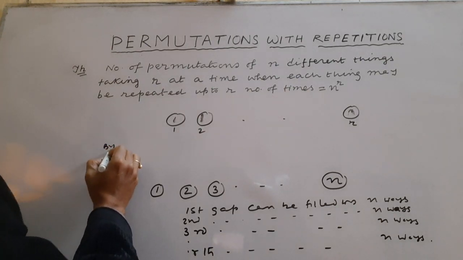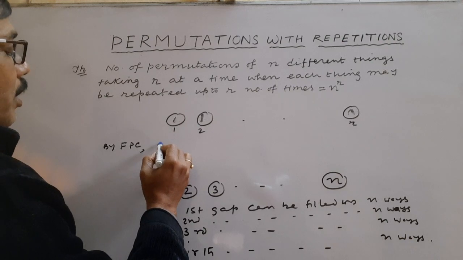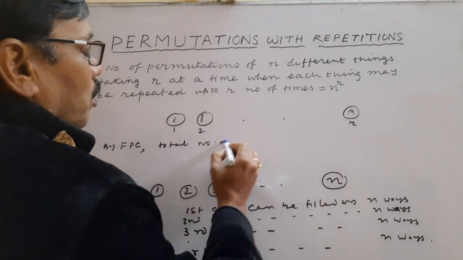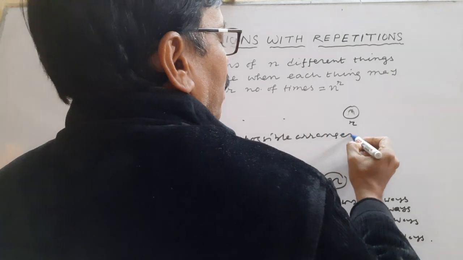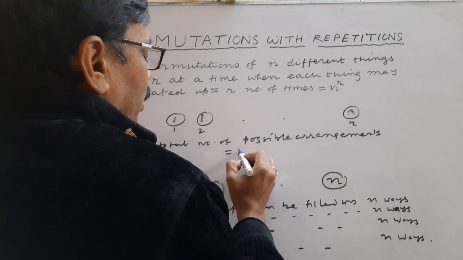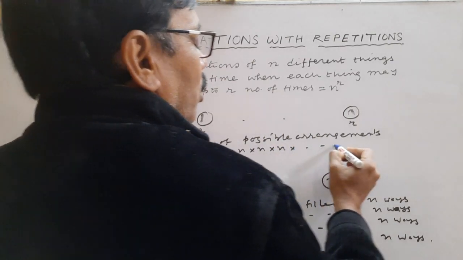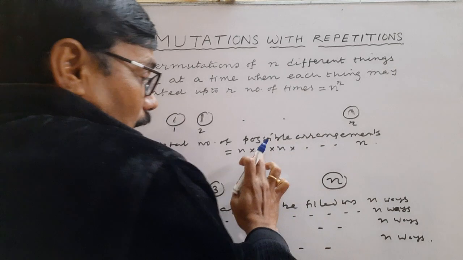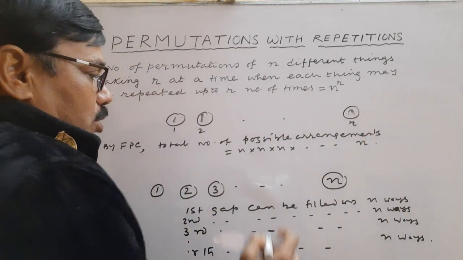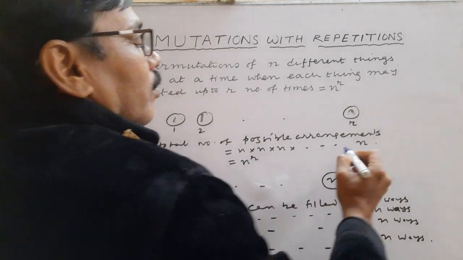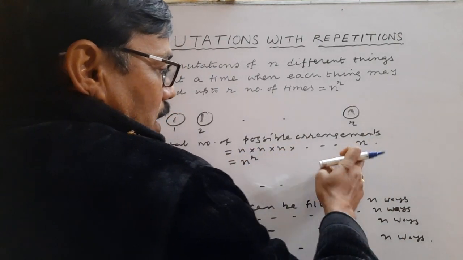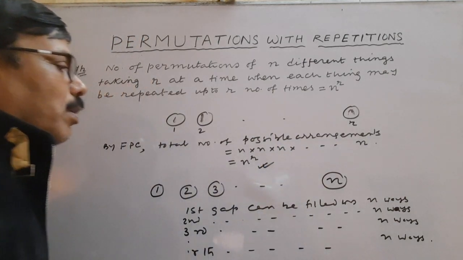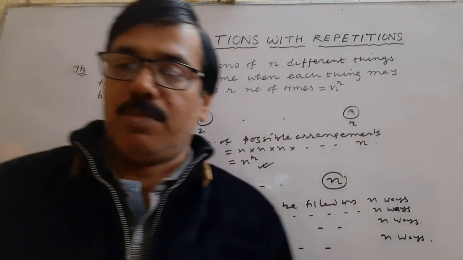So by FPC, the fundamental principle of counting, the total number of possible arrangements or permutations is n into n into n. How many n? r times. So this is n to the power r. This is n into n, this is n. How many n? r number of n's. That is why n to the power r. So the proof is very simple. So n to the power r.